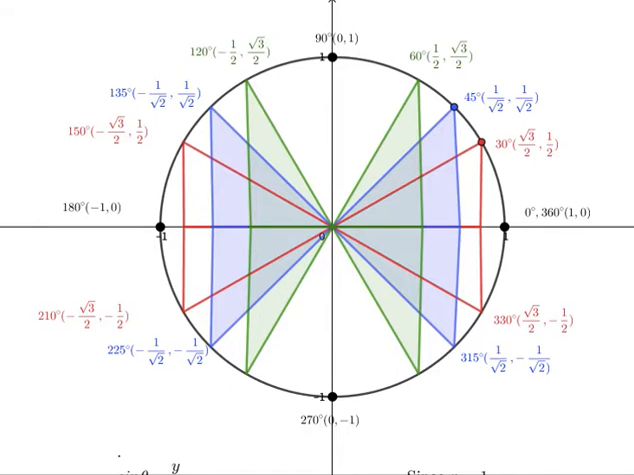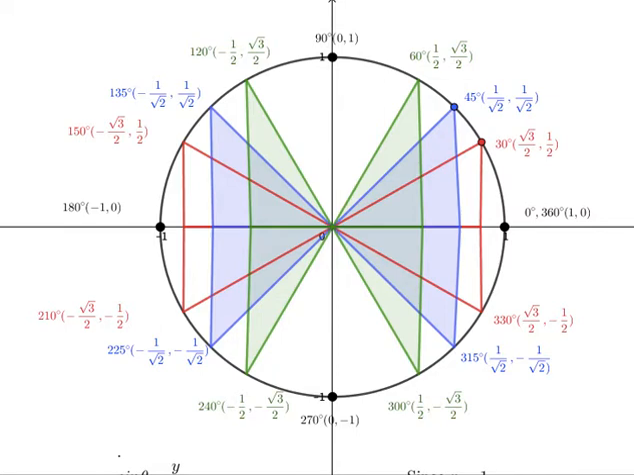So 60 degrees less than 180 is 120. 60 degrees more than 180 is 240. 60 degrees less than 360 is 300. This is the unit circle. If I presented this to you at the beginning of the lesson, it would be overwhelming.